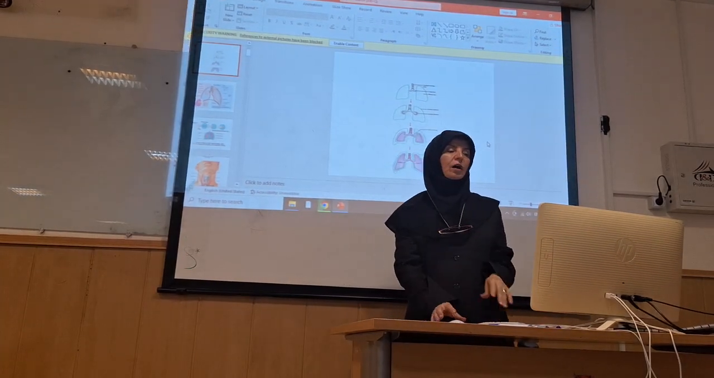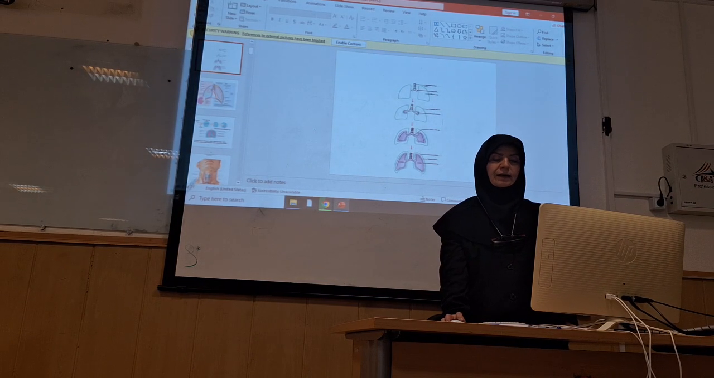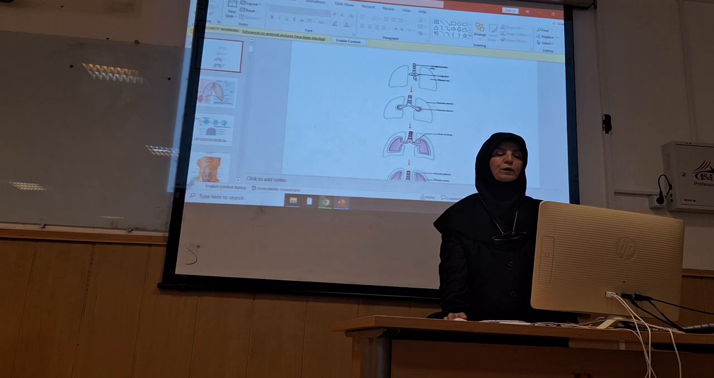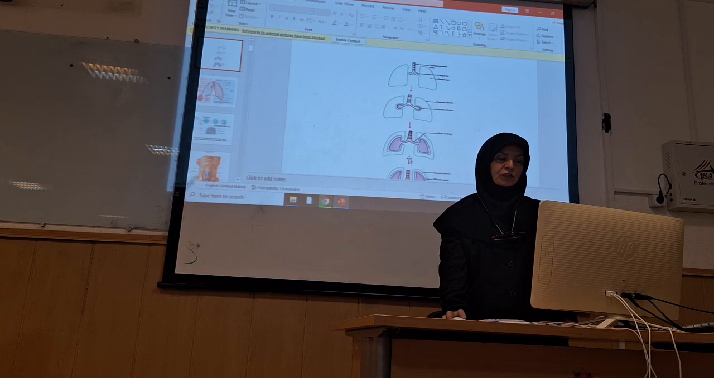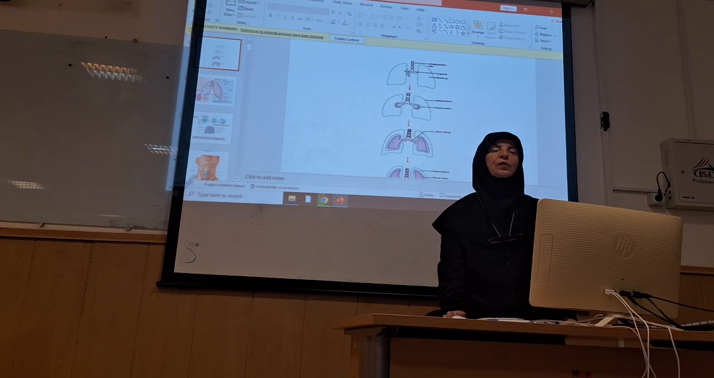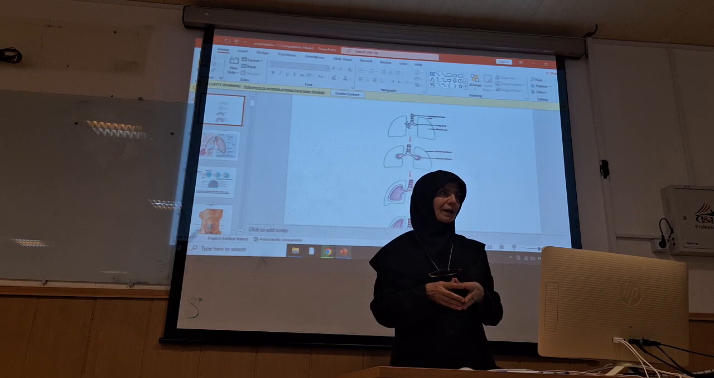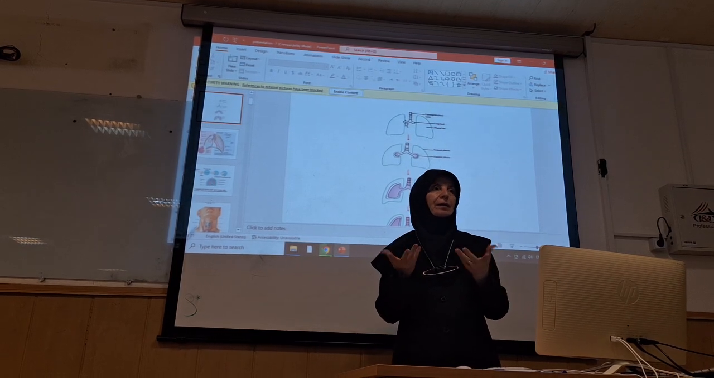The trachea and the main bronchus are visible here. Each bronchus in this picture, and these green lines are going to remind you of the pleura. Do you know what the pleura is? It is like the pericardium.